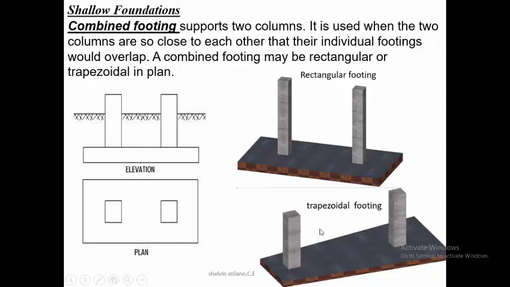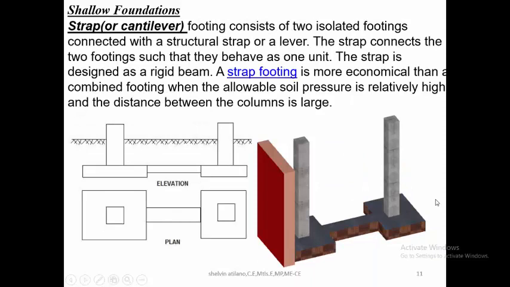When this trapezoidal footing happens, it happens only when there is an unequal distribution of load. So for example, if you have two adjacent columns and the load carried by this column is very large compared with this one, of course, it needs a large section and smaller compared with this one, and they overlap, so you need to combine, but the section is trapezoidal. Then strap footing.